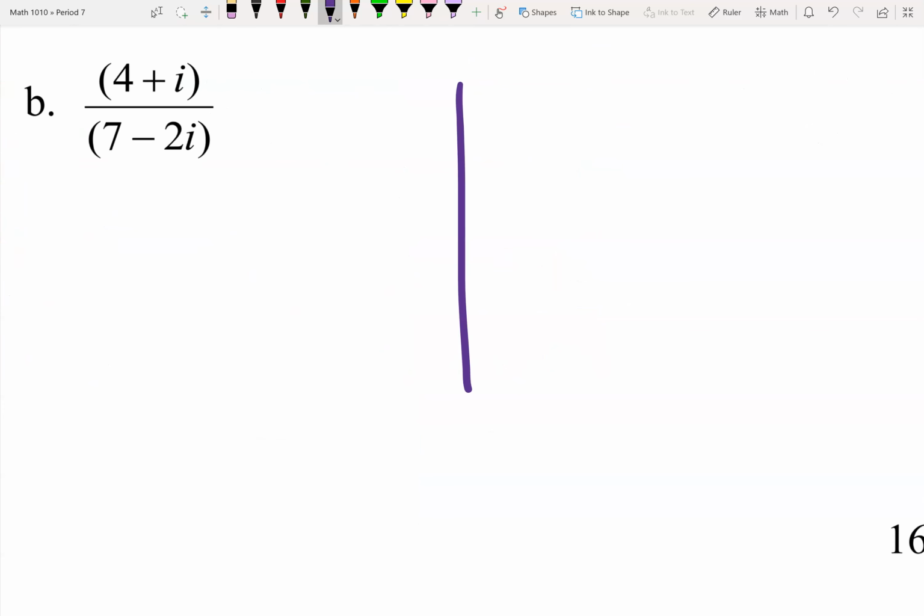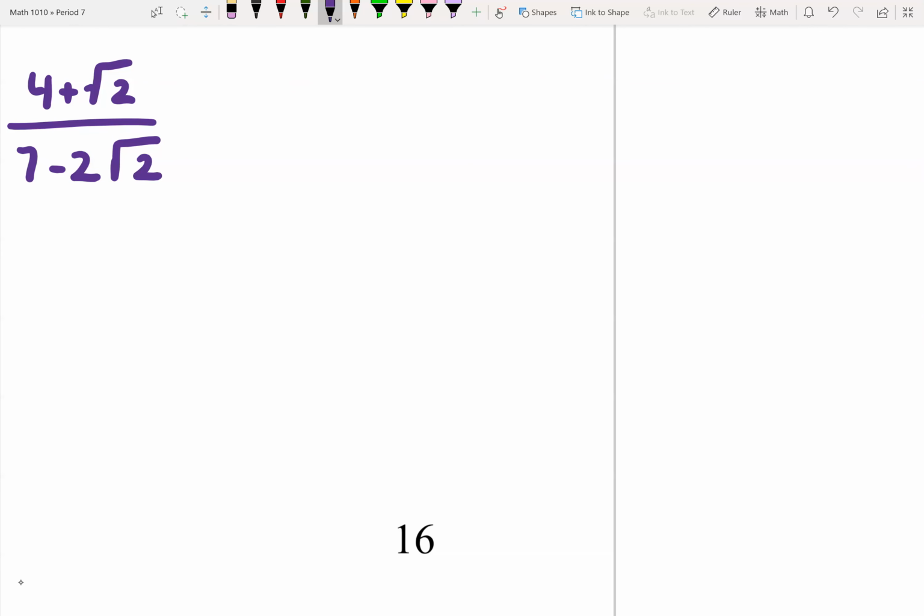Draw a line right here. Everybody write down 4 plus the square root of 2 divided by 7 minus 2 square root of 2. Now I want you to just look at that guy. You're trying to get rid of the square root. Right or wrong? Look right here. Square root of 2, square root of 2. Right or wrong? That's wrong. It's not supposed to be a square root of 2.